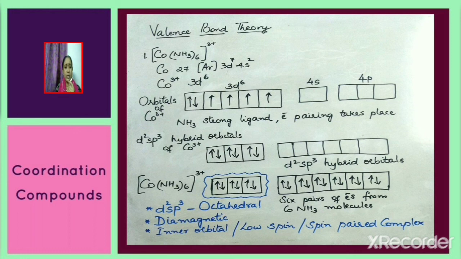Since there are no unpaired electrons, the complex is diamagnetic, and it is known as an inner orbital complex because the inner 3d orbitals are involved in hybridization. Since unpaired electrons are not present, it is a low spin complex. It can also be called a spin paired complex.